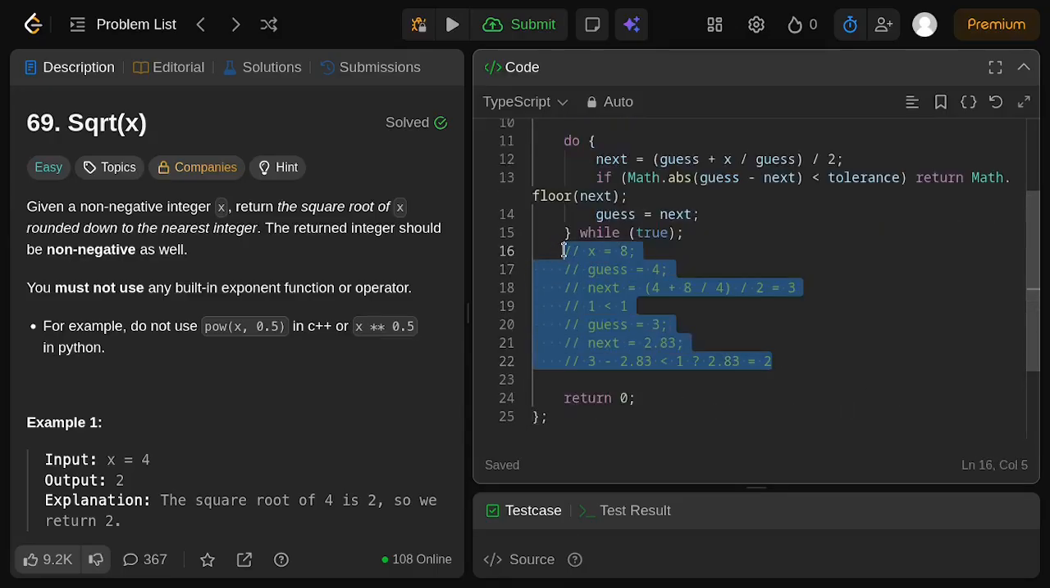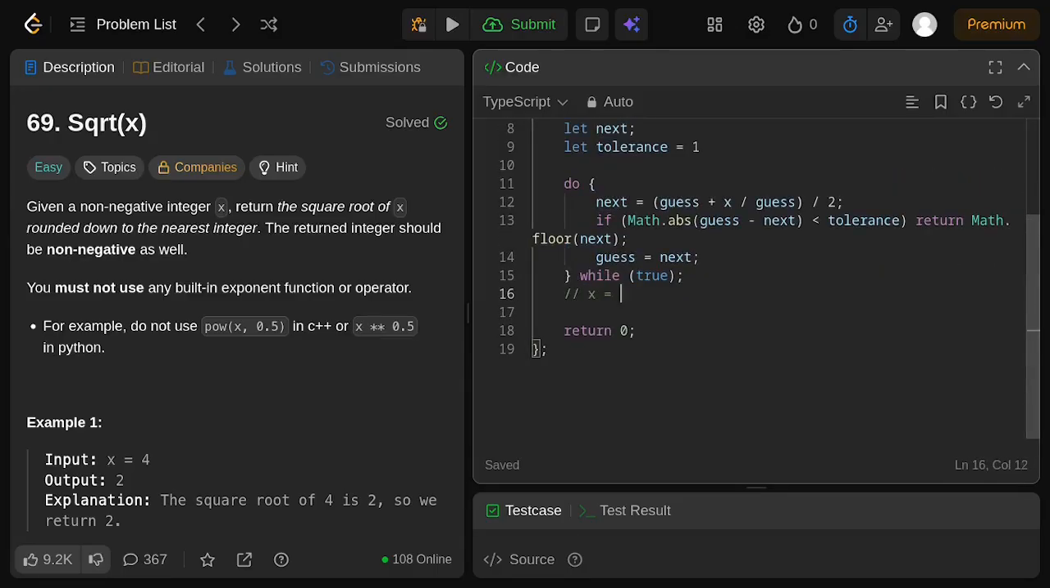And what about another example? Let's say we have the x value of 100. As we know, the square root of 100 is equal to 10, but what if we don't know the square root of 100 at all?